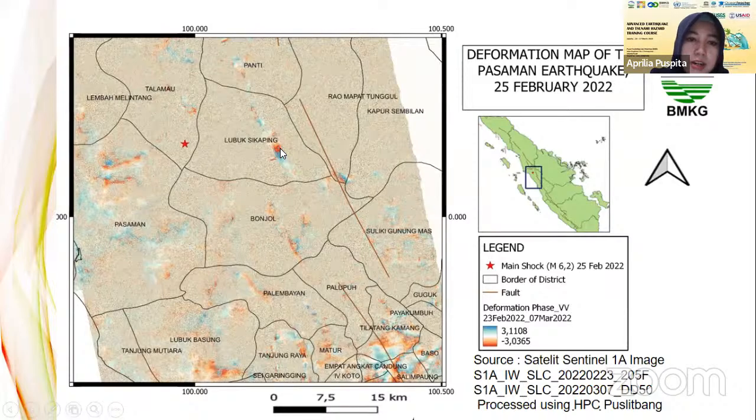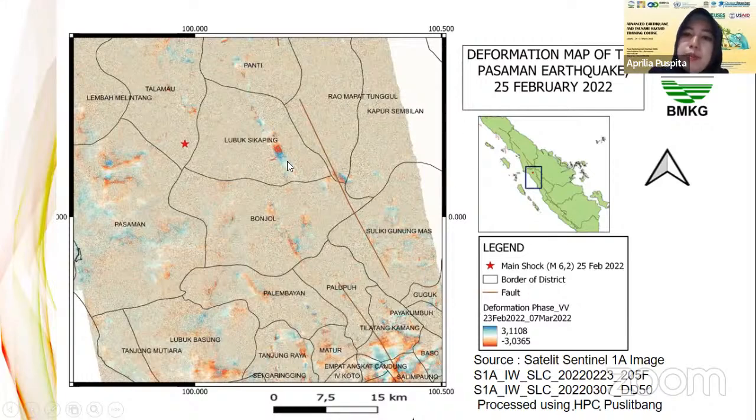The red color indicates the area experiencing subsidence, and the blue area indicates uplift, and the white color, I think, is a stable area, no deformation here. And this is a point of the interferogram phase that did not build an interferogram. I think this is a stable area, not experiencing deformation.